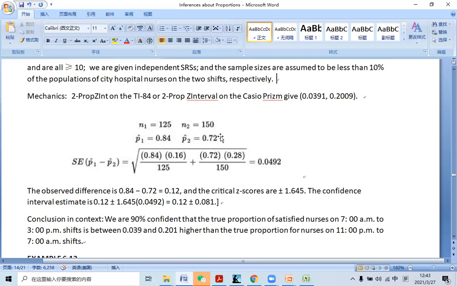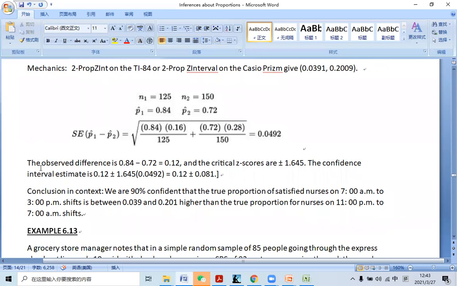And then the difference, what's the difference between these two proportions? You have observed the difference. Observed means these are the samples, sample statistics. 84% minus 72%. The difference is 12%. There is a 12% difference between these two samples.